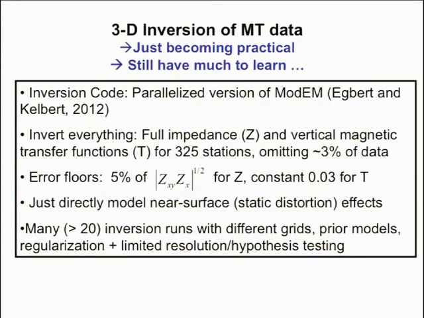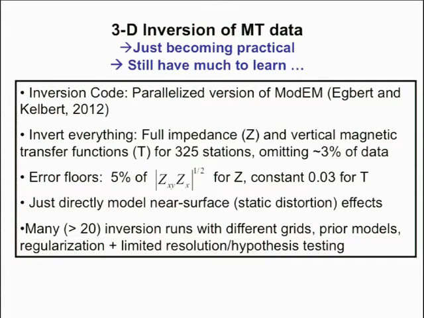So our approach to this data set was to apply recently developed 3D inversion methods. And I'd say that this is just becoming practical when the EarthScope data was available, and we still have a lot to learn. The inversion code that we used was the so-called ModEM inversion that I and Anna Kelbert and Naser Meqbel developed. And our strategy was to basically invert everything, the full impedance tensor. I didn't say anything about vertical magnetic field transfer functions, but there's additional kinds of data that we can invert too. We fit all 325 stations.